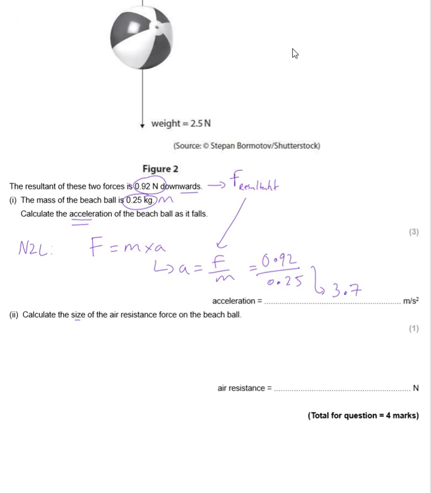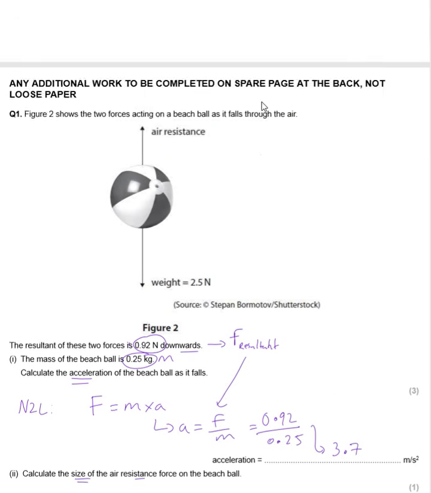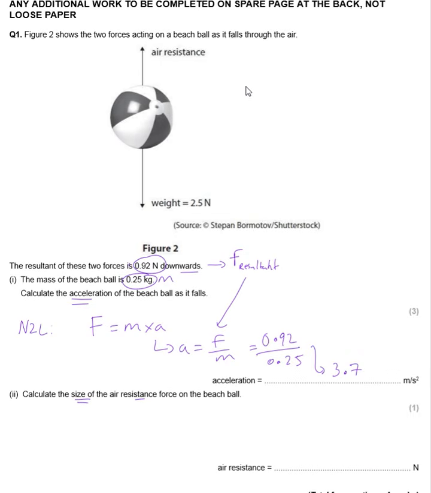The next one is calculate the size of the air resistance force in this case. If we go to the diagram, what do we know? We know the weight, which is this one. The air resistance, we have no idea, I'll call it x. What we know is that the resultant of these two is downwards, so F resultant is downward, and this is 0.29. I can see that the weight points downwards and the air resistance points upwards.